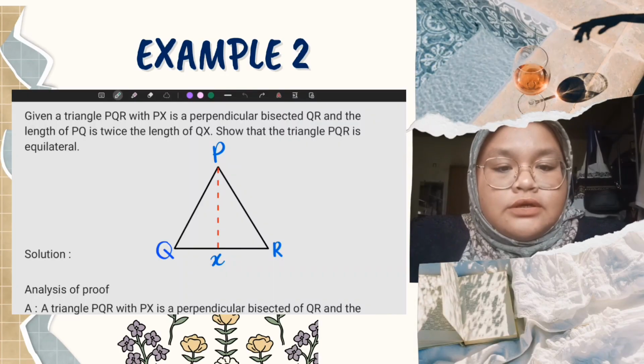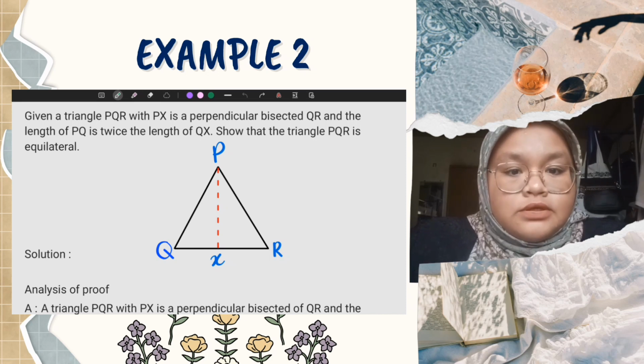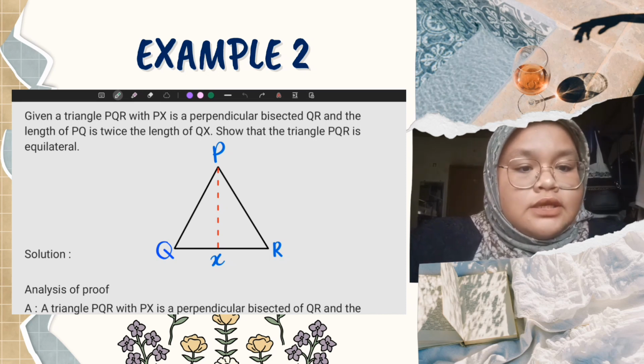Okay, given a triangle PQR with PX perpendicular bisecting QR, and the length of PQ is twice the length of QX, show that the triangle PQR is equilateral.